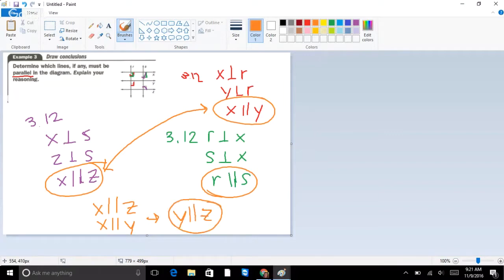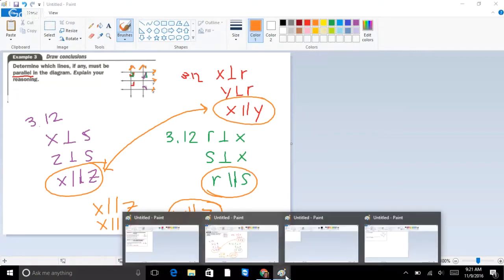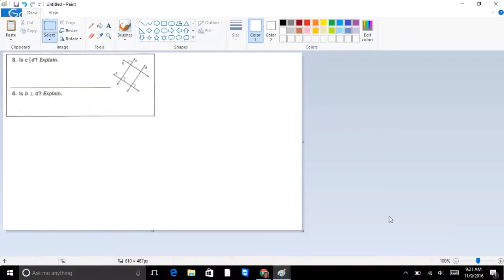So those are the four relationships we have. So basically what we're saying is that X, Y, and Z are all parallel to each other, right? And we know that R and S are both parallel to each other. We have a lot of parallel lines there, right? So let's do two more examples just to make sure that it makes sense.